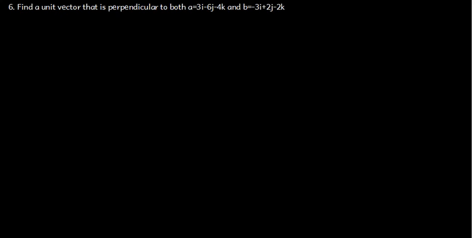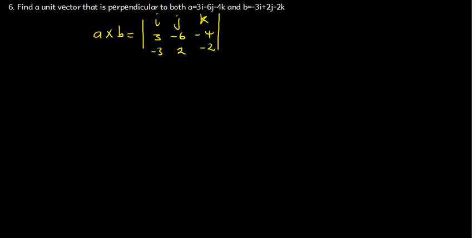Find the unit vector that is perpendicular to both A, where A is 3i minus 6j minus 4k, and B, which is equal to that. A unit vector perpendicular to both of these. First, we need to find a vector perpendicular to A and B. And that we can only get by finding the cross product of the two vectors. So we have i, j, and also k. We get 3, negative 6, negative 4, and then negative 3, 2, and negative 2.